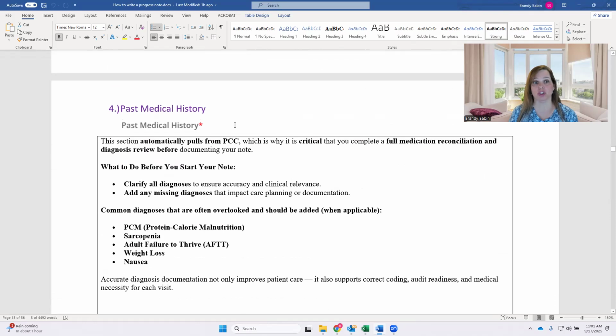So your past medical history actually pulls from PointClickCare, which is why it's critical that your full medication reconciliation be done before you start this note.